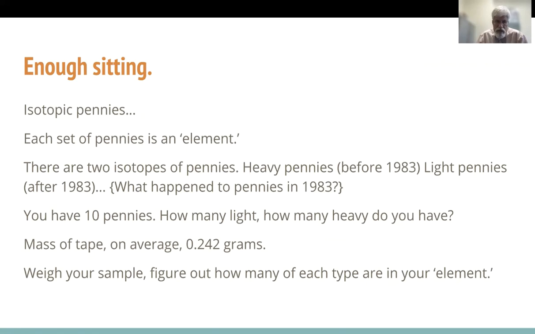If you go to Wikipedia and look up pennies, you'll get a very interesting story of what's going on there. Take a quick look at that. Don't spend more than 5 minutes on that. That's fine. Okay, 10 pennies. How many light ones? How many heavy ones do you have? Mass of the tape is on average 0.242 grams. Weigh your sample, and you're going to figure out how many of each type in your element.